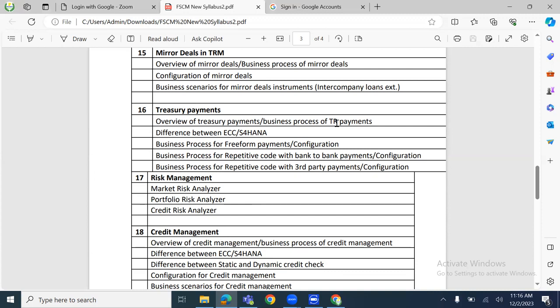Then after that, the next one would be a business process of the freeform payment and configuration. Then next one would be a repetitive code with the bank to bank payments. Then business process for the repetitive code with the third party payments along with the configuration.